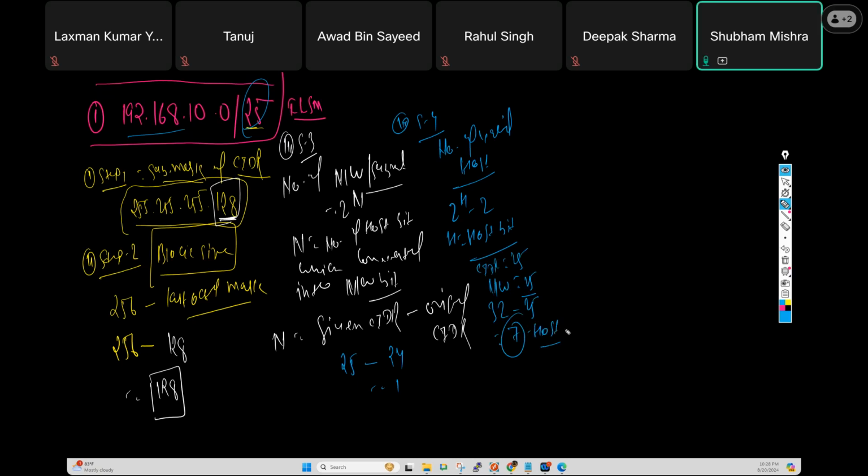I hope you guys understand, right? So h is equal to 7. So put here 2 to the power 7 minus 2. What will be the value? 126. It means this is the valid host. Getting my point, everyone? Anyone who does not understand any steps, please let me know. Okay, everyone understands. Very good.